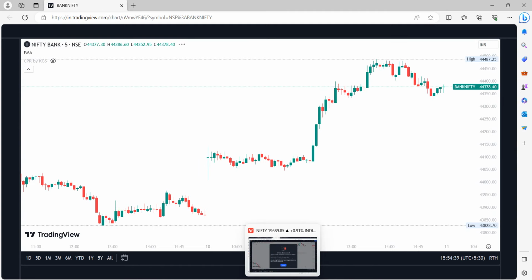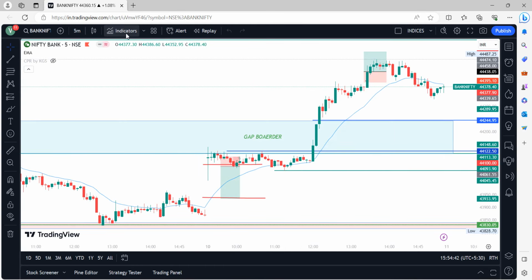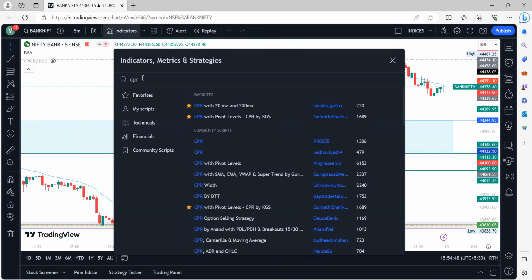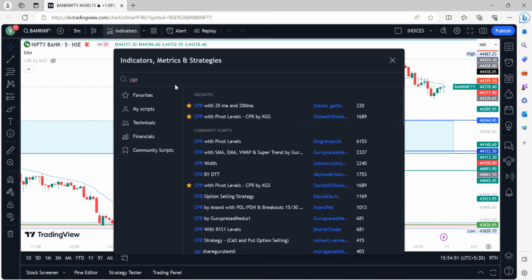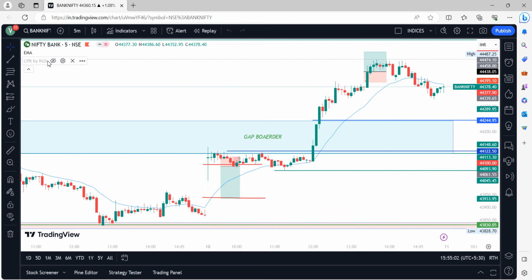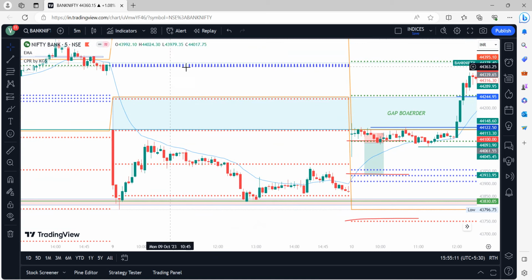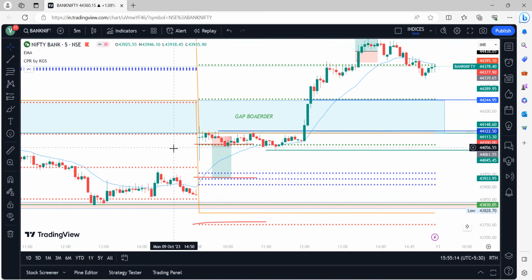Okay, let's open this. This is the chart. When you go to the indicators tab, search for CPR. When you search for CPR, you have CPR with pivot points, CPR by KGS. When you click on this, the indicator will be shown here. When you unhide this, all the levels will be there, and now you are ready to use these levels in your charts.